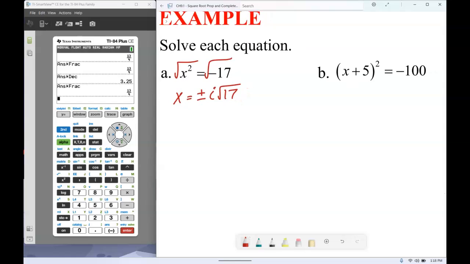Same idea here. Square root both sides. What do I get on the left? Close. Plus and minus 10i. Then 5. Again, make sure it's in standard form: the real part first, the imaginary part second.